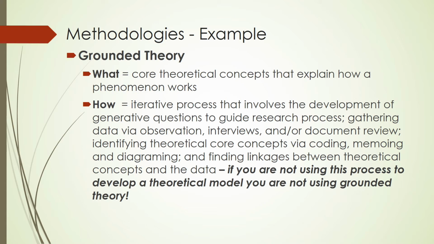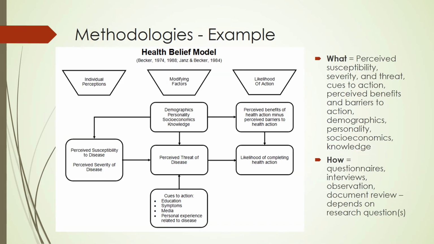And so like with the HIV example, you might want to build a theory of testing behaviors of at-risk MSM. And then this is an example of one of the more visual frameworks that you could use. And then the what would be these different elements, perceived susceptibility, perceived severity, and that would be what you would be looking at. And the how would kind of depend on what your research question is. So questionnaires, interviews, observation, any of those could be relevant.